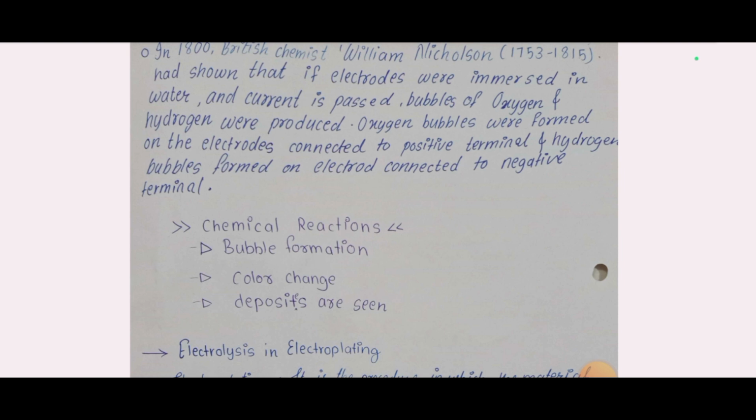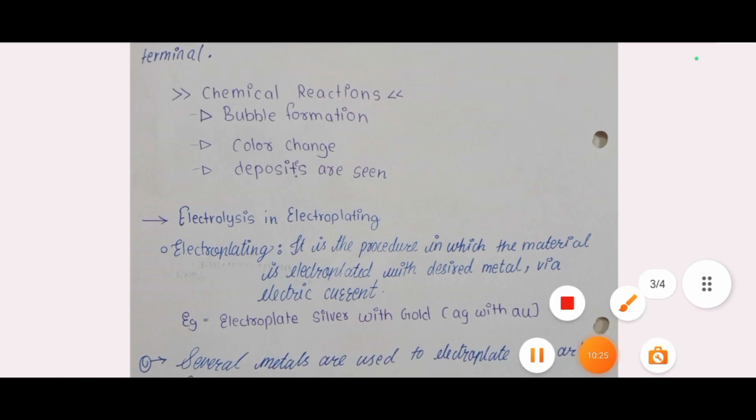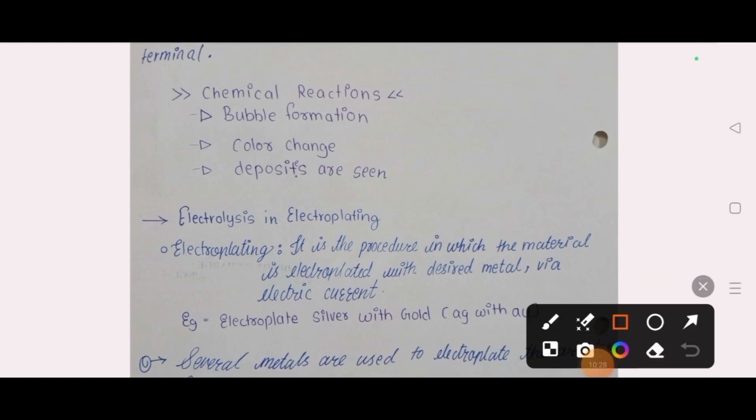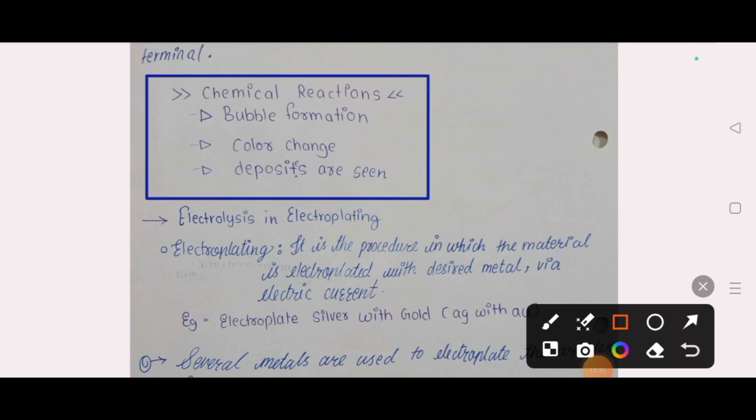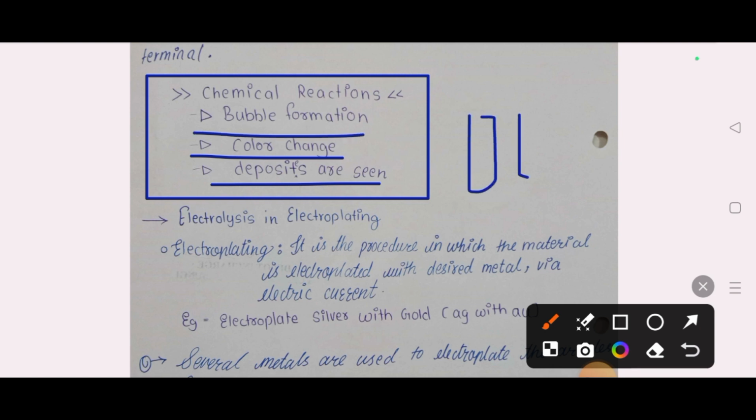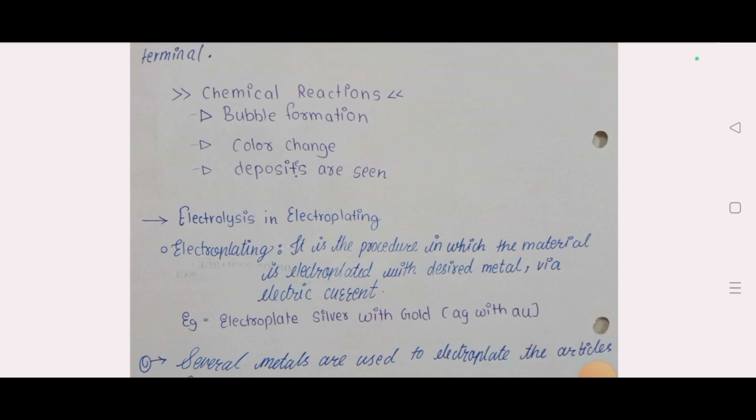Now, what are the chemical reactions that are seen during the process of electrolysis? The chemical reactions seen are bubble formation, color change, and deposits. Deposits are mostly seen in electroplating. When electroplating is done through electrolysis, deposits are seen. Color change is also seen, like one rod is here, one rod is here, and the deposit goes over here.